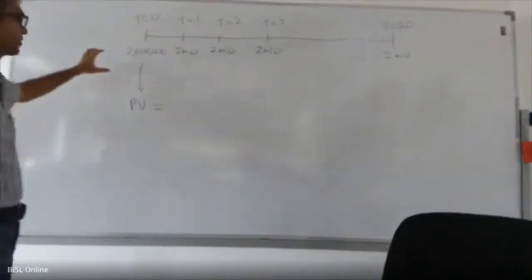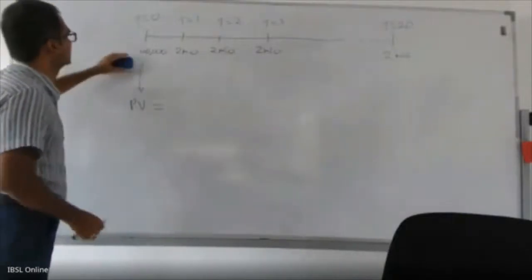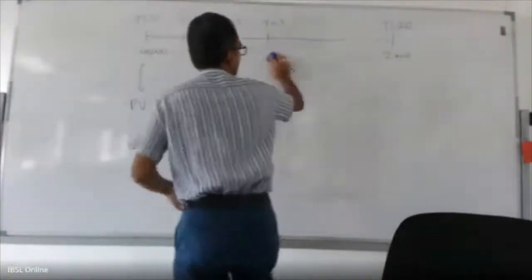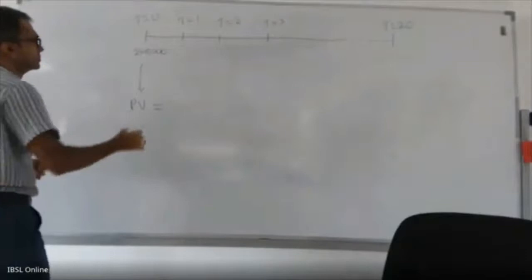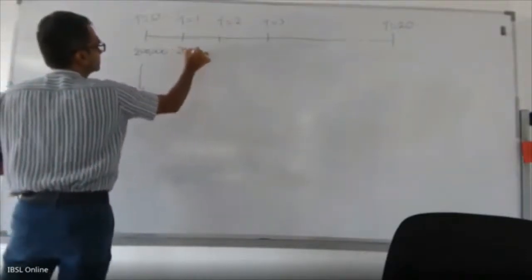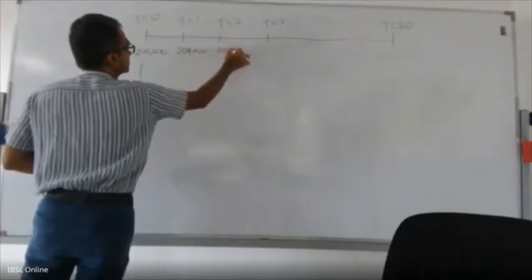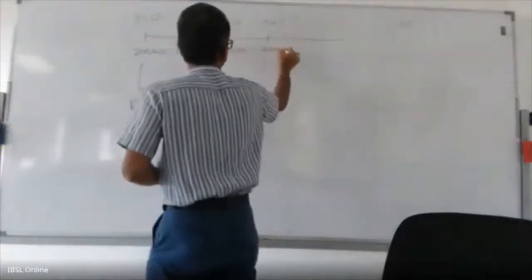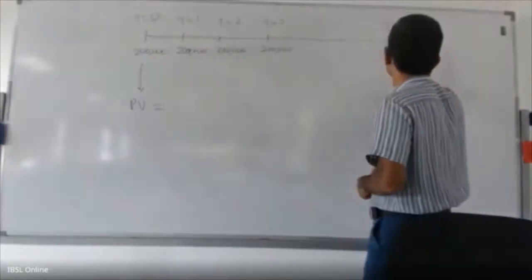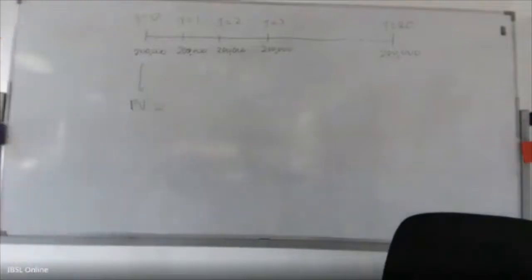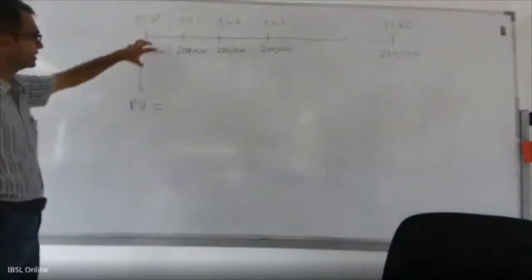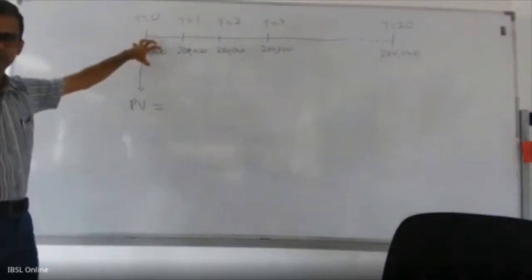How do we calculate the present value of this annuity? So payments are 200,000. Sorry, yes, payments are 200,000. 2 million is the lump sum. Every year we receive 200,000 at the beginning of the year. So this one we receive immediately. What is the present value of that?